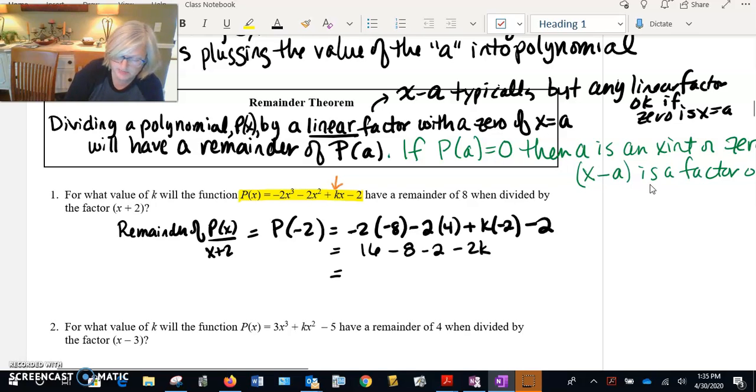And we have 16 minus 8, 8 minus 2, 6 minus 2k. And I want to know, when is that going to be equal to 8? For what value of k? So basically you just have to solve it.